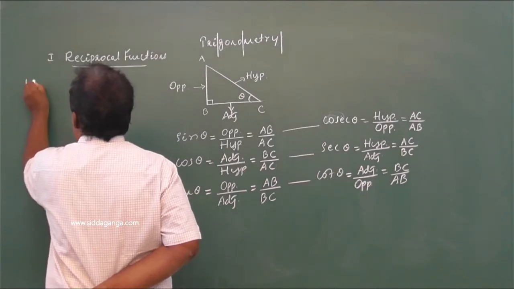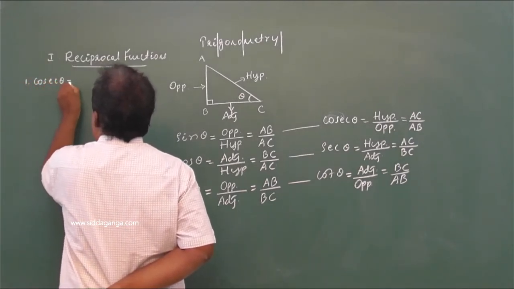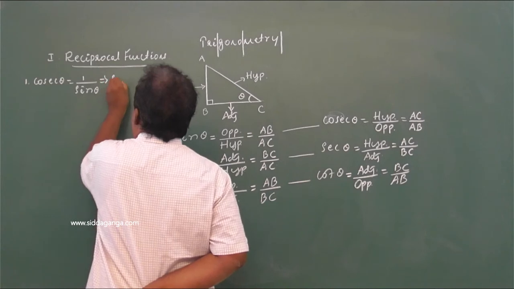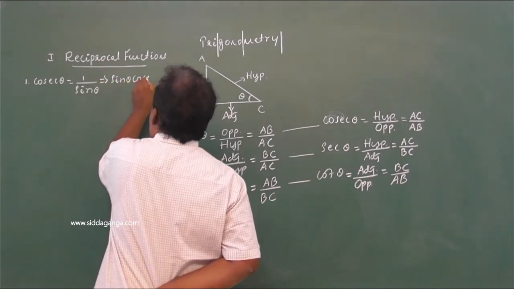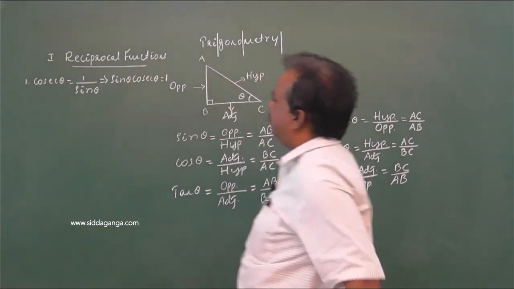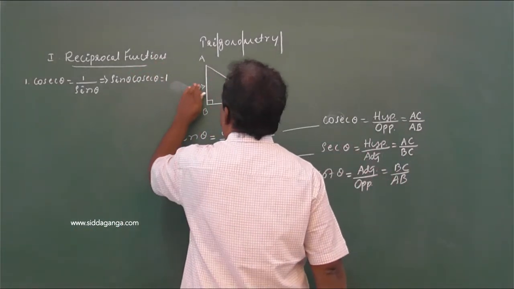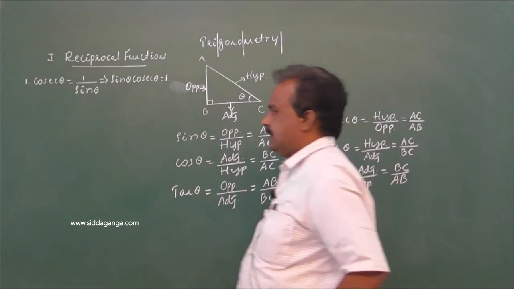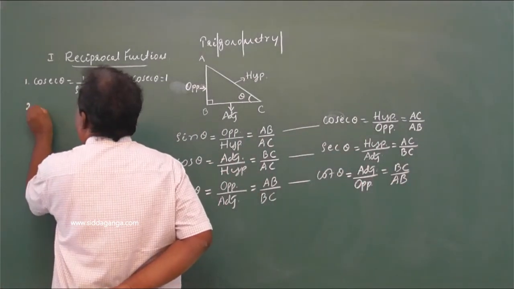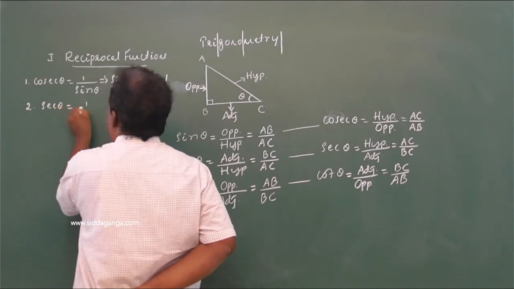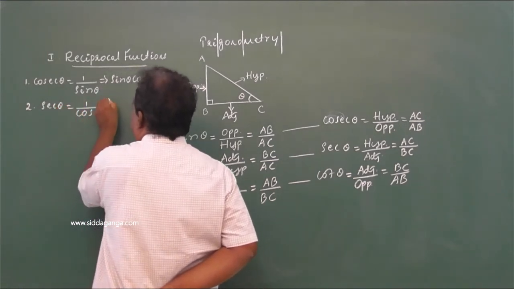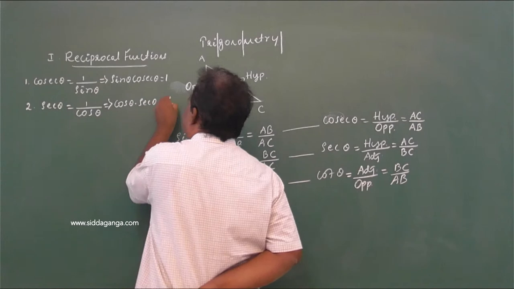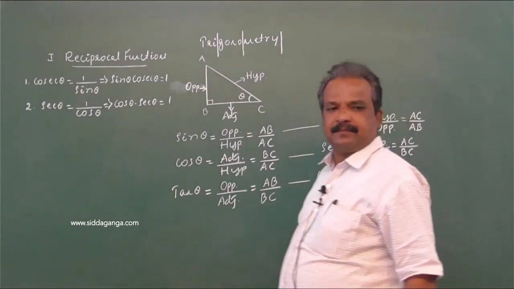First one is cosec theta is 1 by sin theta, so the product of sin theta and cosec theta is always equal to 1. And the second is secant theta is 1 by cos theta. So the product of cos theta and secant theta, which are reciprocals of each other, must be equal to 1.